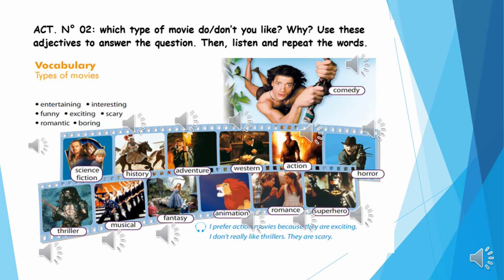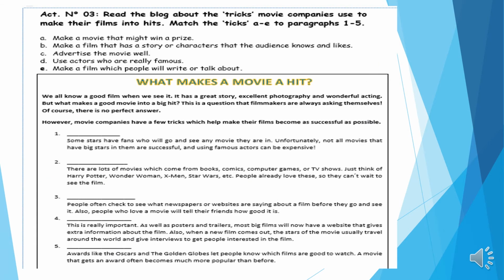Now we are going to go to the next activity. In activity number 3, you have to read the blog about tricks movie companies used to make their films into hits. Then you are going to match the tricks from A to E to paragraphs 1 to 5. Here you can find the tricks and you're going to match them with the correct paragraphs given in this reading activity.